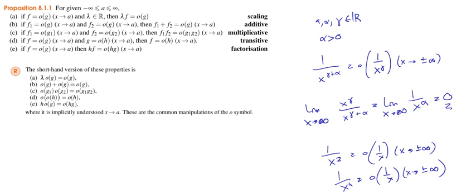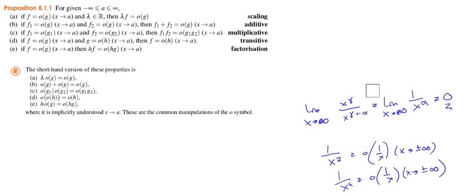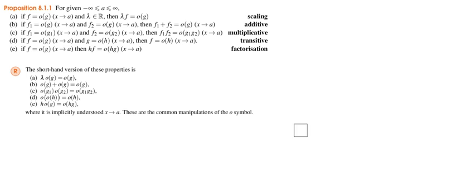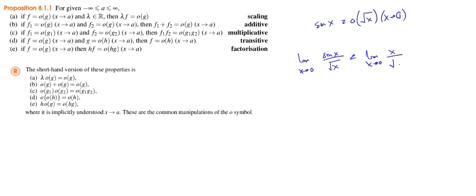Okay, let's see some more examples. We have that the sine of x is small o of the square root of x when x goes to 0, okay? So we know that the limit when x goes to 0 of the sine divided by the square root of x, we know that the sine is approximately equivalent to x, right? So this is the same as the limit when x goes to 0 of x divided by square root of x, which is, in other words, the square root of x. So this is 0, right?